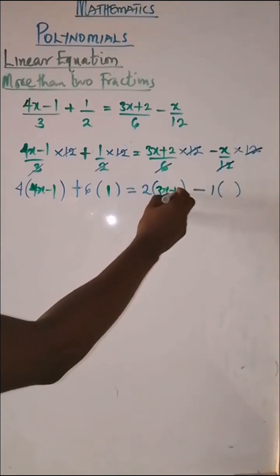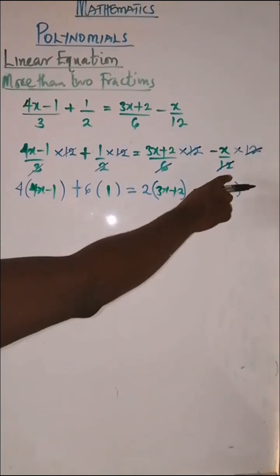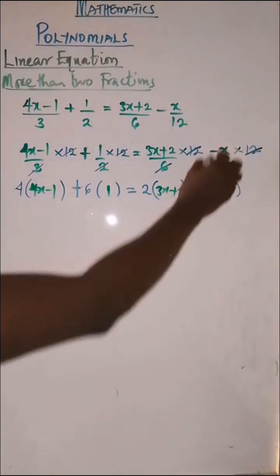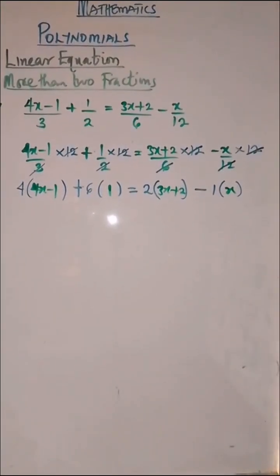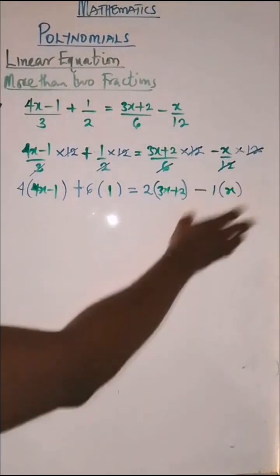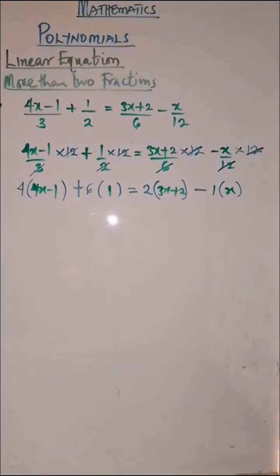3x plus 2. Then put the sign here first. 12 in 12 is 1. That one multiply x inside the bracket. So from here, in just a single step, all the fractions disappear. So this comes back to normal linear equation.